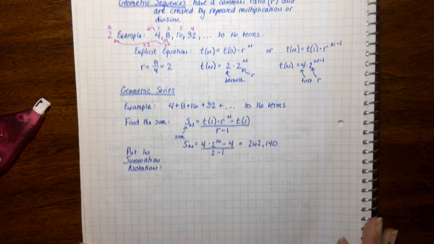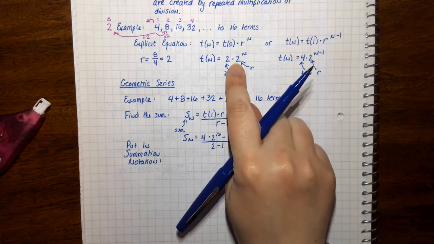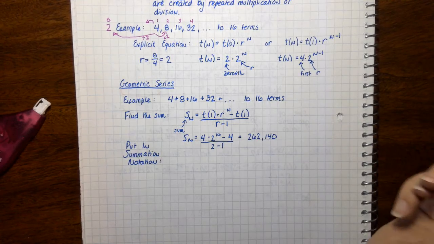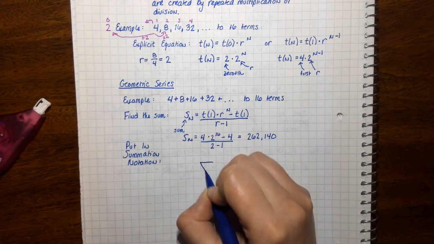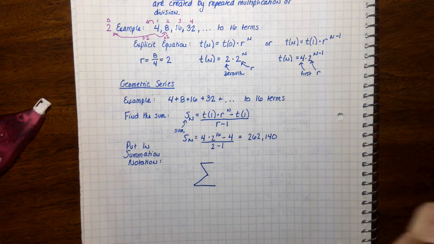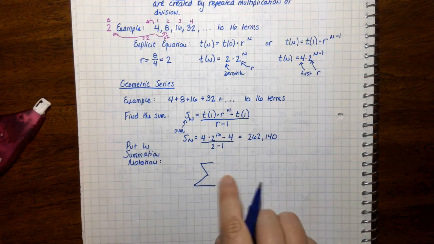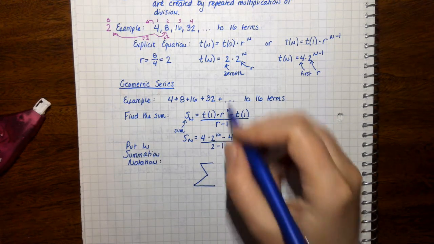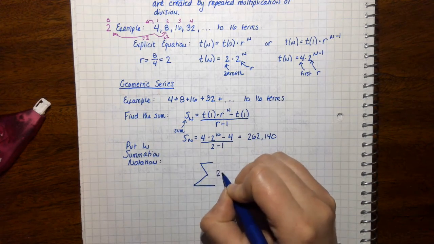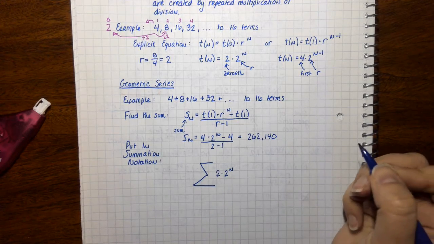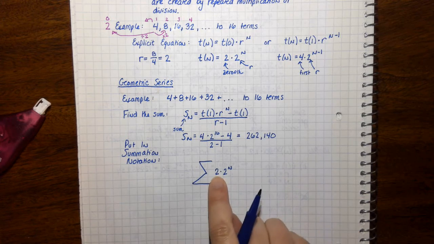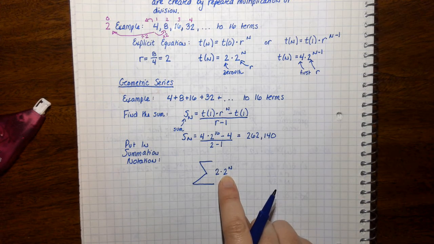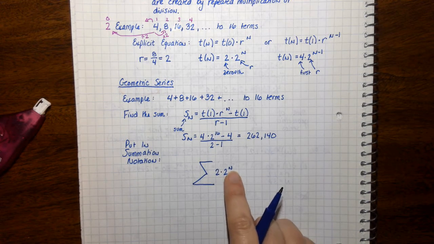Okay, and I'm going to do it two ways. That's because I have two different equations. So what you want to do is start with your big sigma. Summation notation always starts with a big sigma. And I want to put the equation right here. So I'm going to use the 0th term right underneath: 2 times 2 to the n. Notice I just took this equation here and put it here. This is the 0th term. This is the multiplier to the n.